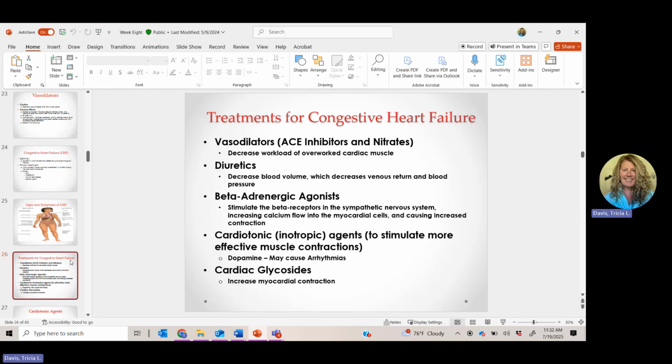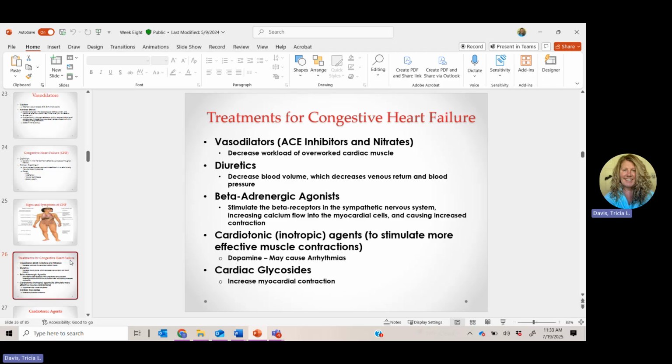All right, so what do we do to treat congestive heart failure? You guys need to know this. We would give vasodilators. We talked about these, some of our ACE inhibitors and our nitrates. They work by decreasing the workload of that overworked cardiac muscle. We can give diuretics. They decrease our blood volume, which decreases our venous return and then decreases our blood pressure. We can give our beta adrenergic agonists.